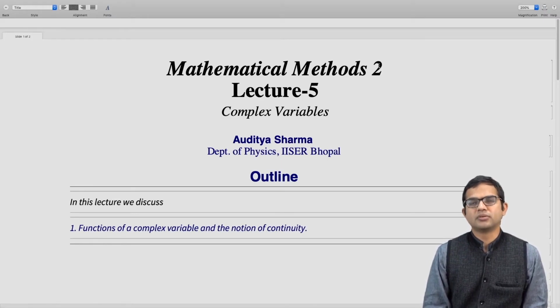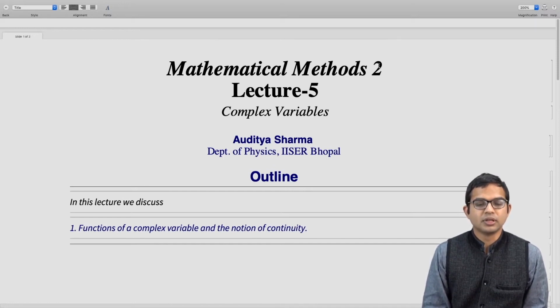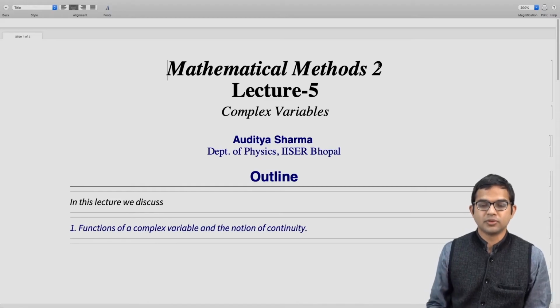So we are familiar with functions of a real variable, notions of continuity, differentiability, and so on. We will see that the extension of these ideas to functions of a complex variable comes with some special constraints that appear naturally. So we will discuss the notion of continuity in this lecture.